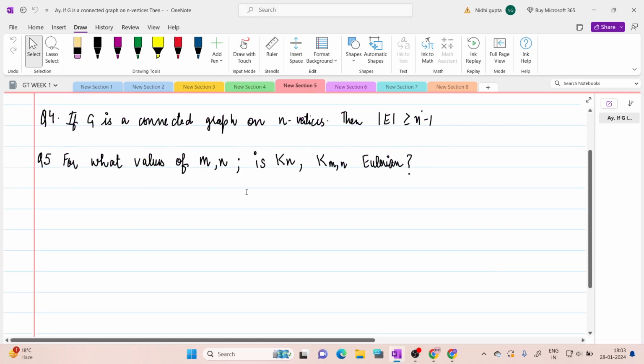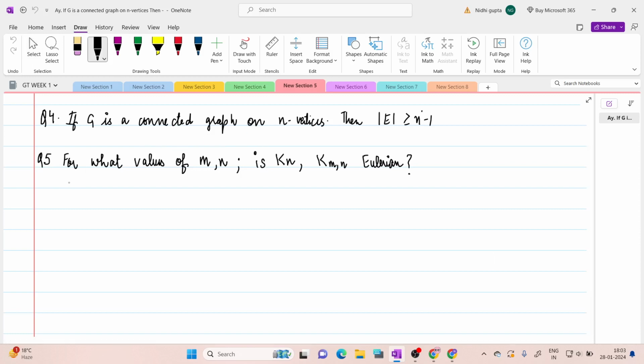Okay. So we'll return back to question 4. First, we'll do question 5. Does everyone know what question 5 says? Is Kn Eulerian? Kn is the complete graph, a regular graph on n vertices. So, what do you think? Is it Eulerian? Complete graph on n vertices. So basically, for what values of n is Kn Eulerian?